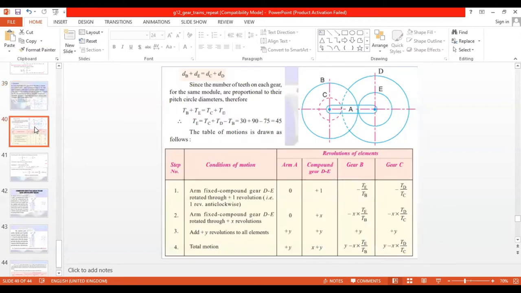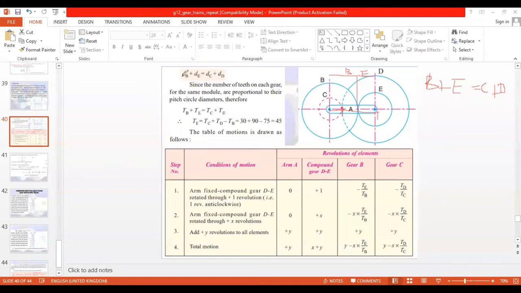Before that, in this gear train, we can see that the radius of C plus the radius of D is equal to the radius of B plus the radius of E. So from this, you can easily find the number of teeth of E. If this is the radius of B and this is the radius of E, then from here to here is C, and from here to here is D. So C plus D gives us the number of teeth.